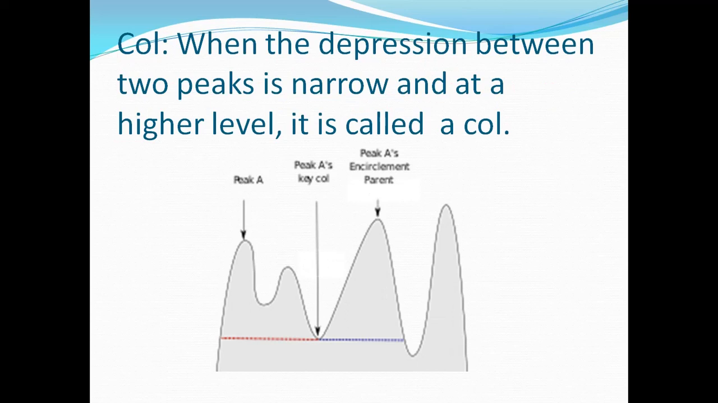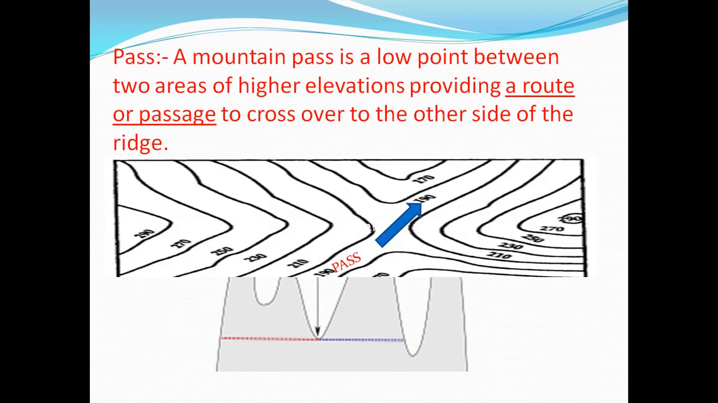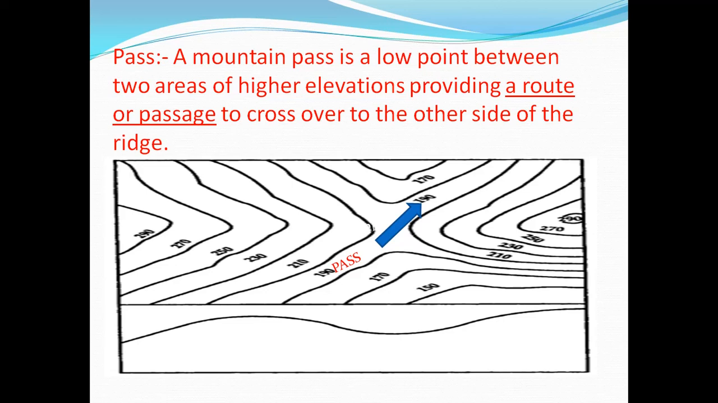In India, we have many passes like Karakoram Pass, Nathula Pass, and many more passes in the Himalayan mountains that allow people to come to our country. This is the easiest way. Rather than climbing a higher peak, it is a better way to cross the mountain and come to the other side of the mountain. So it is a pass. It gives a route or a passage to go to the other side of the mountain.